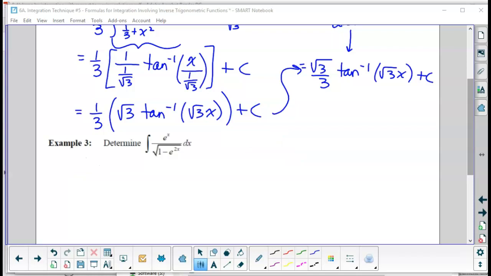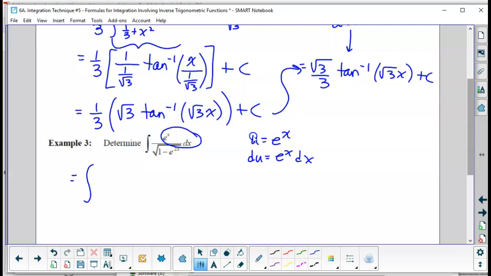Okay, the next one, notice how it doesn't have just an x or just a variable like u or anything. It's got e to the x. So let's do a substitution and then see if we can do it. So let's let u equals e to the x. So du would be e to the x dx. So we can substitute that with du. So let's do that. I'm going to leave it out front. And then inside, I'd have 1 minus e to the 2x, which is really u squared. Okay. So now we have a number minus u squared.